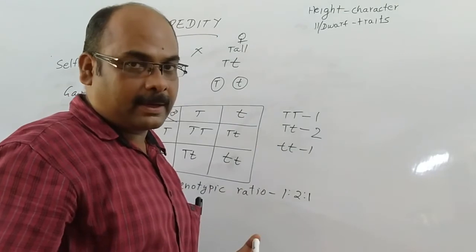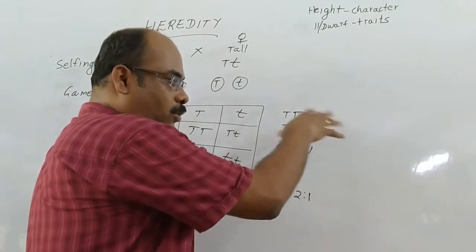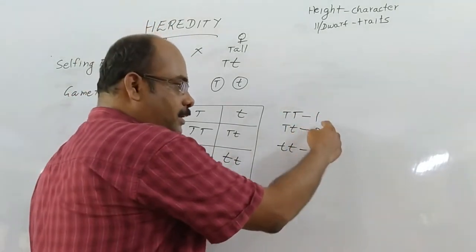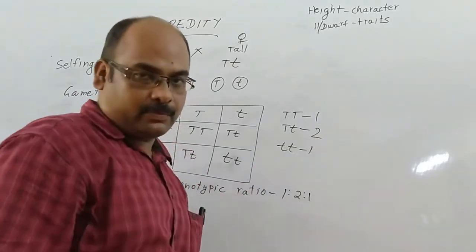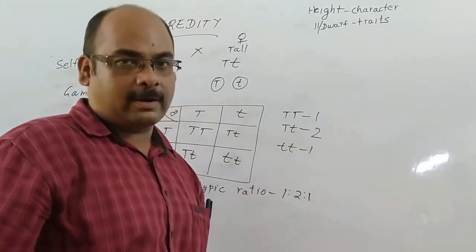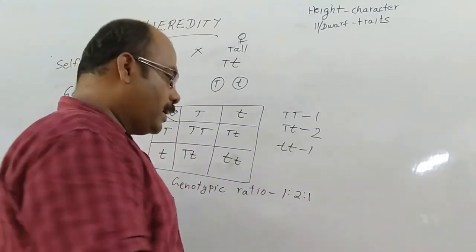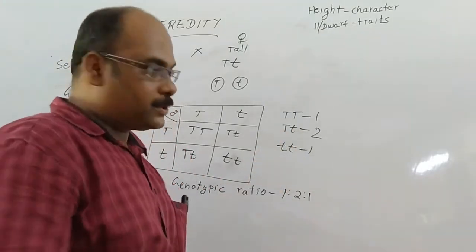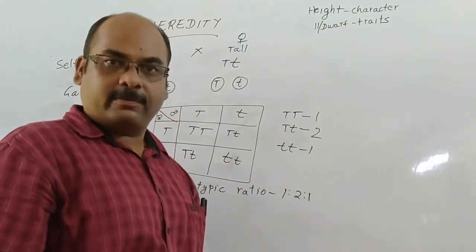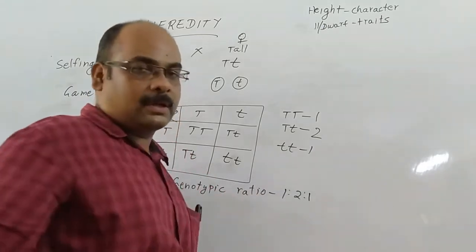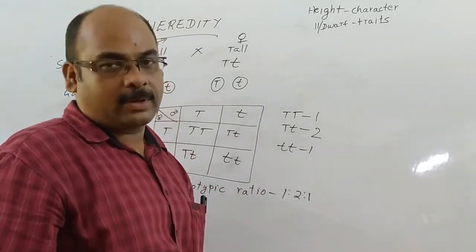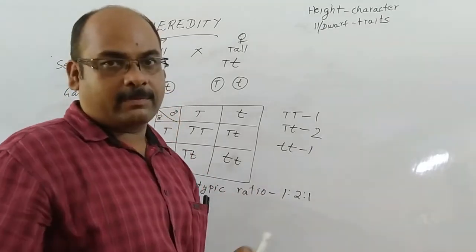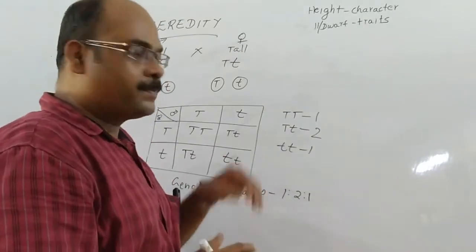Suppose if 100 individuals are there, how many will have capital T, capital T? 1 by total. Total is 1 plus 2 plus 1, that is 4. So 1 by 4th of 100 is 25. And how many capital T, small t will be there? That is 2 by 4, half of 100, which is 50. And small t, small t, again 1 by 4th of 100, that is 25. You add 25, 50, 25, you will get 100. So this is a ratio.